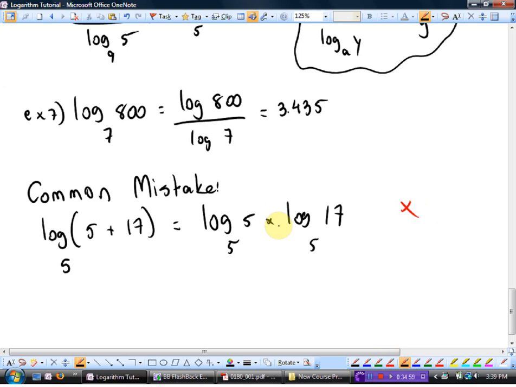No. In fact, think about your grade 8 math. What would the first thing that you would do here actually be? What should that be? More specific, please. A 22, which has nothing to do with this. So that's common mistake number one.